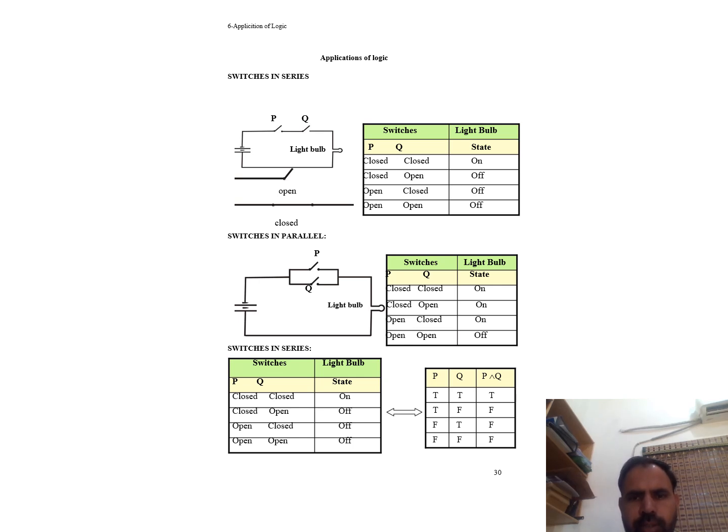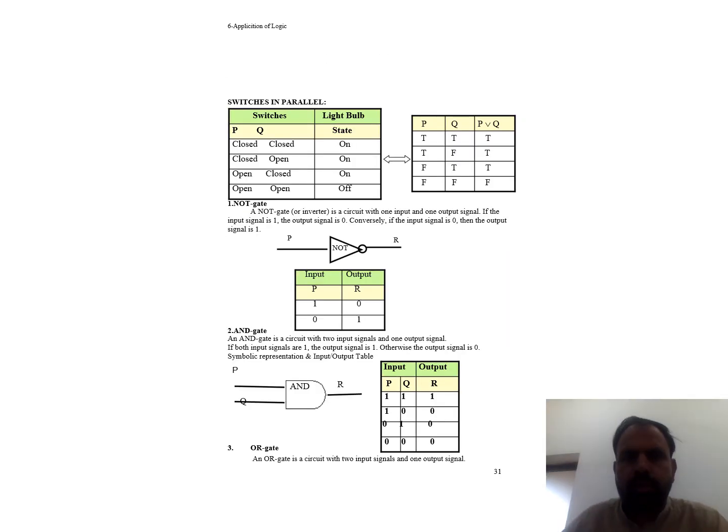Switches in series, if we discuss it in table form: closed, true; closed, true. This is similar to this. We can say this is equivalent in this form. Now we discuss switches in parallel.